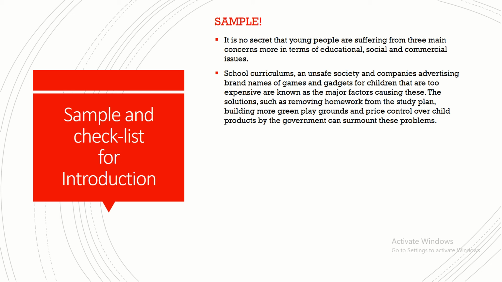And second, what are the measures? The solutions, meaning measures, such as removing homework from the study plan, building more green playgrounds, so this is unsafe society, and price control over child products by the government can surmount these problems. So surmount means solve. Well, I paraphrased the topic. I answered both questions, and at the same time, I clarified my ideas shortly.